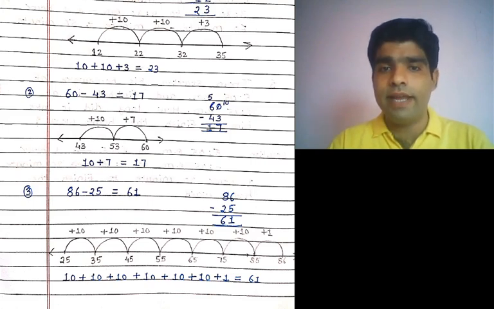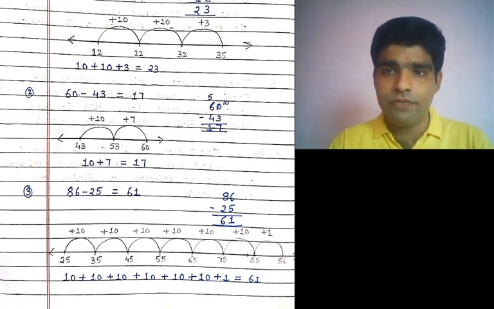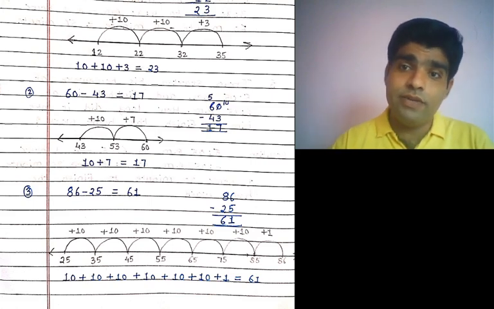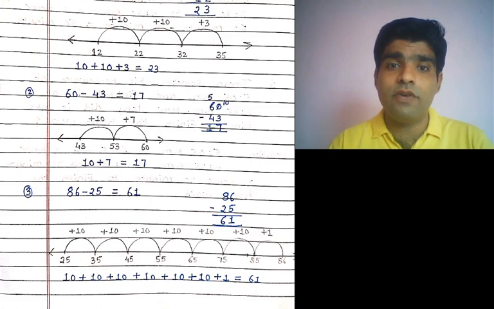Again add 10. Next is 45. 45 again add 10, this is 55. 55 add 10, your answer is 65. 65 again add 10, your answer is 75. And 75 add 10, your answer is 85. 85 add 10, your answer is 95.